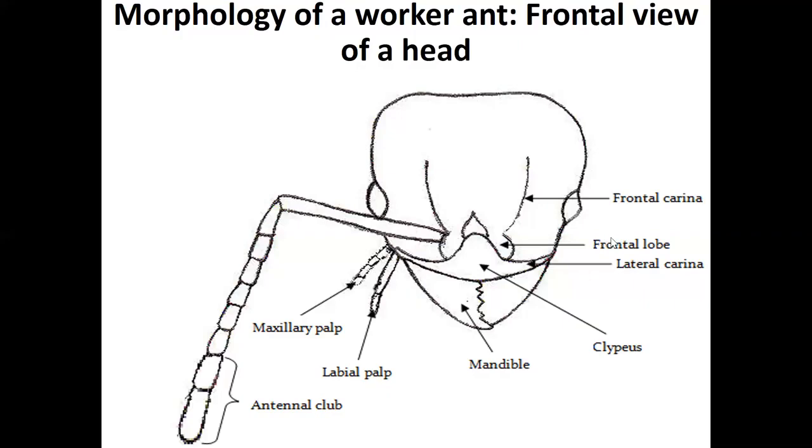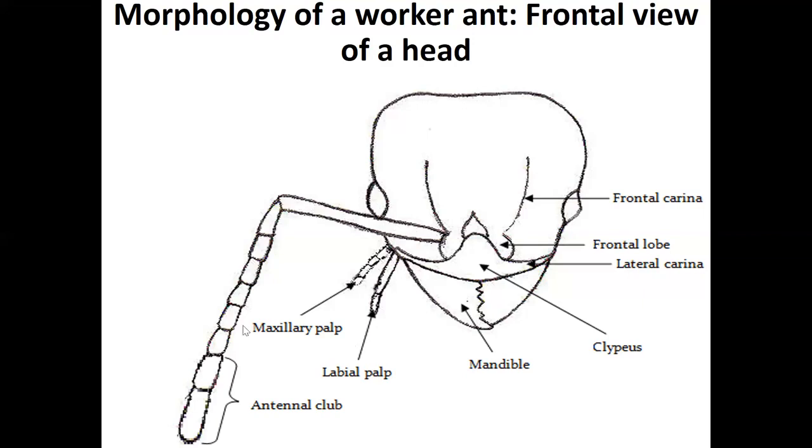In addition to that, on the head region, you see these frontal lobes, and there is a sort of line, vertical line. It's a sort of ridge. It could be a ridge as well or a depression as well. It's called frontal carina and frontal lobes.